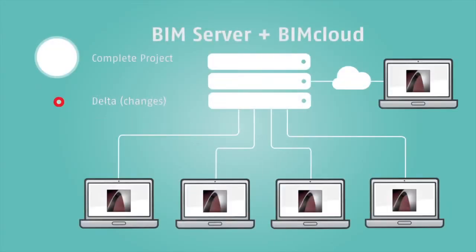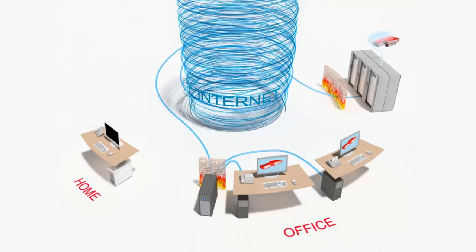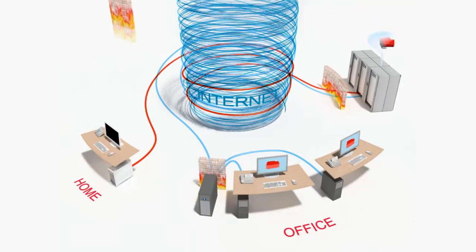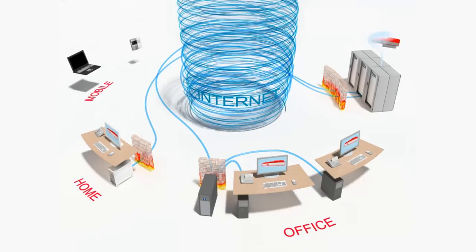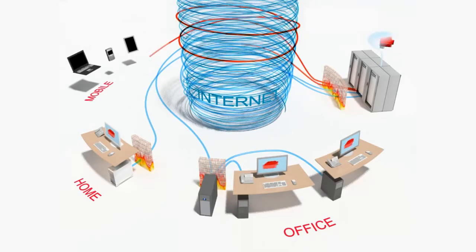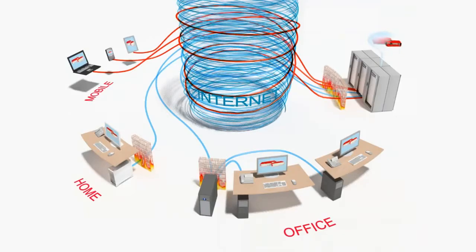The patented Delta server technology ensures that only the changes are sent to the server. This involves only a relatively small amount of data to be sent over the network. Team members may even work from home or the construction site using a mobile internet connection. Thanks to the Delta server technology, the server connection will be almost like being within the office network.